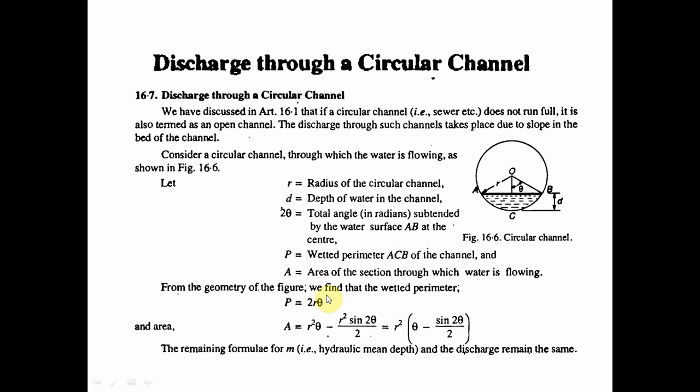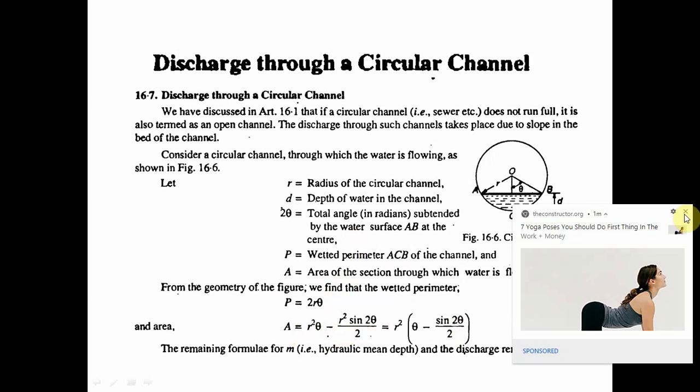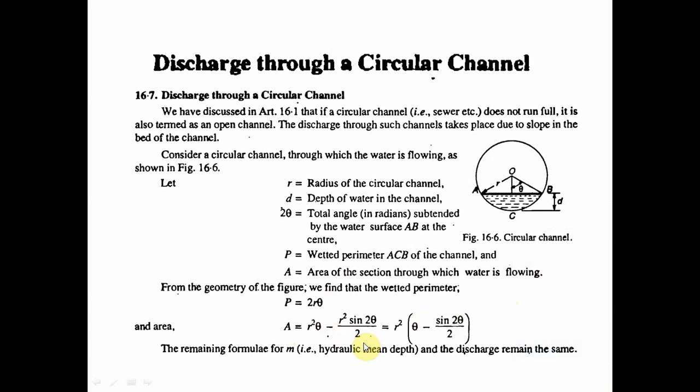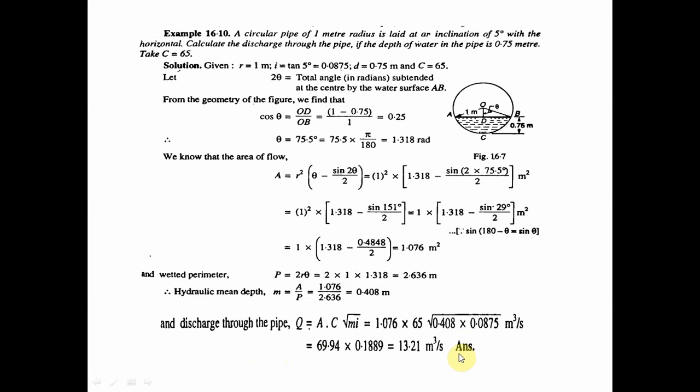From the geometry of the figure, we can find that wetted perimeter P equals 2R theta. Therefore, area A equals R square theta minus R square sine 2 theta by 2, that is equal to R square into (theta minus sine 2 theta upon 2). The remaining formulas for M, that is hydraulic mean depth, and the discharge remain the same. Therefore, problems related to this circular channel.